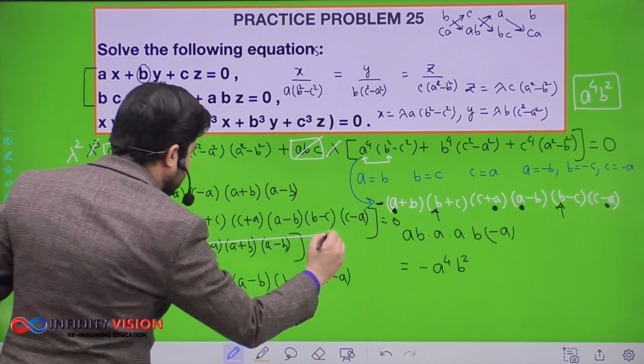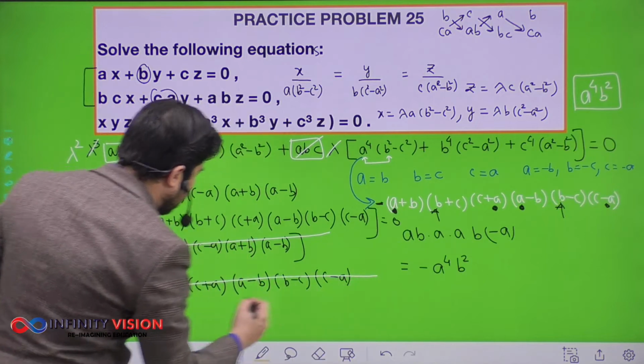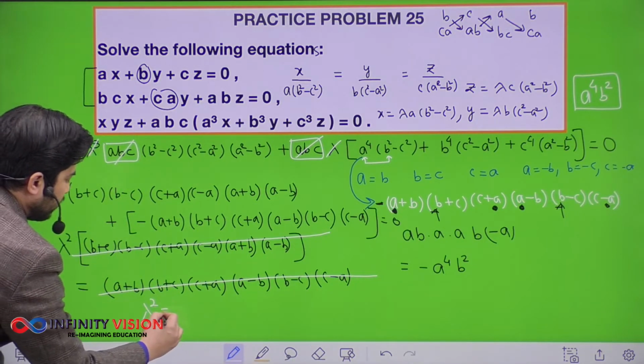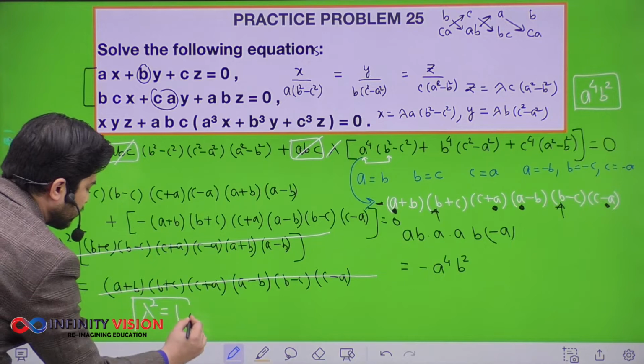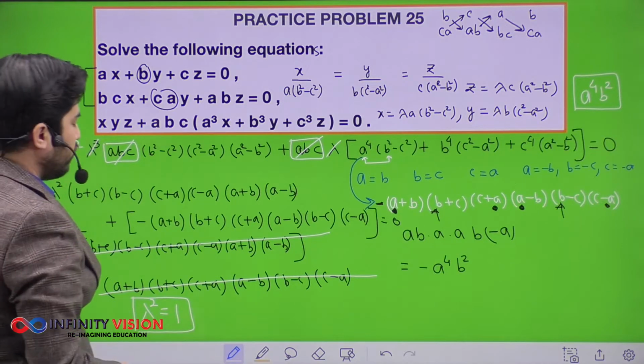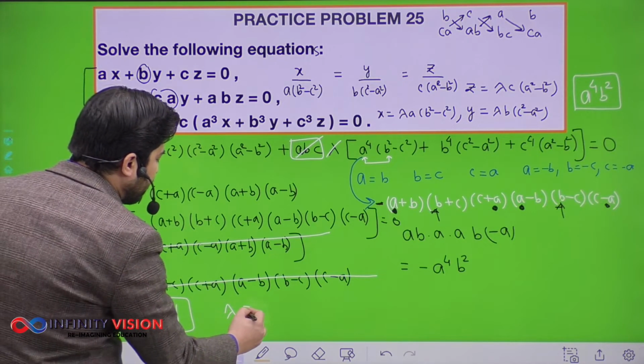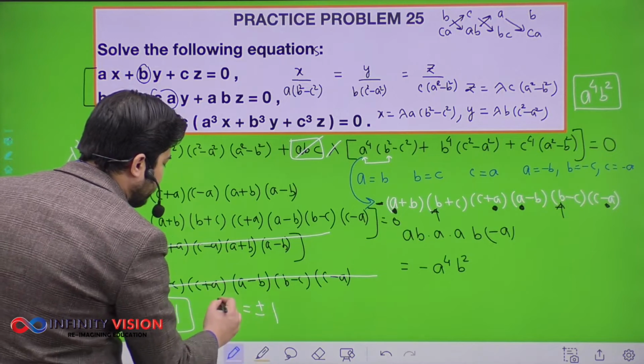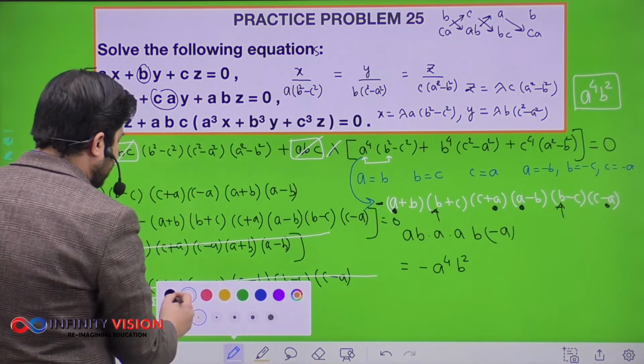This would be cancelled with this and you would be getting lambda square is equal to 1. So what would be your lambda? Your lambda would be plus minus 1.